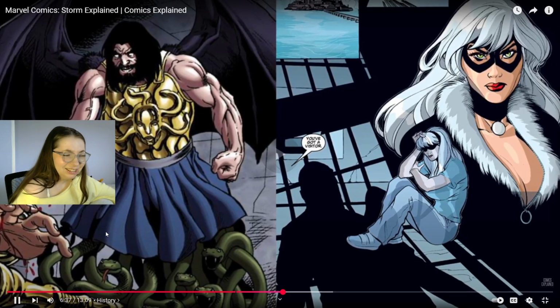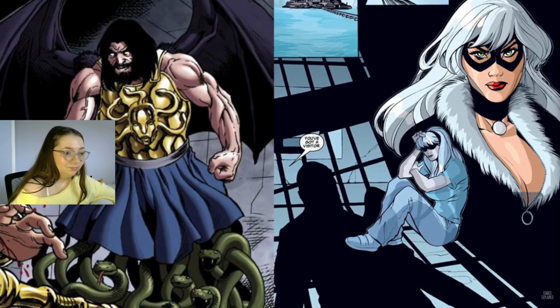The second was Felicia Hardy, a notable villainess of Spider-Man Peter Parker.